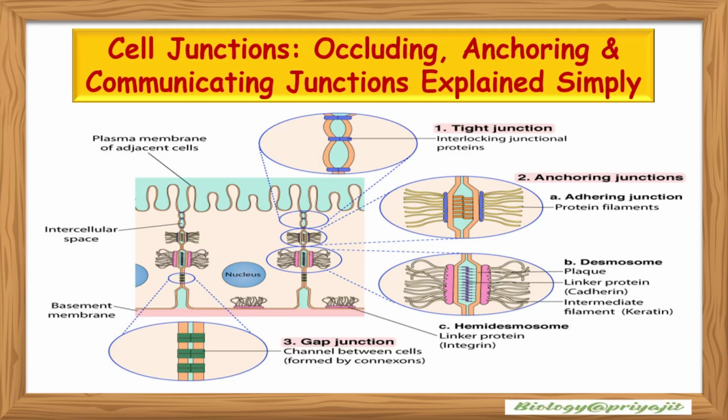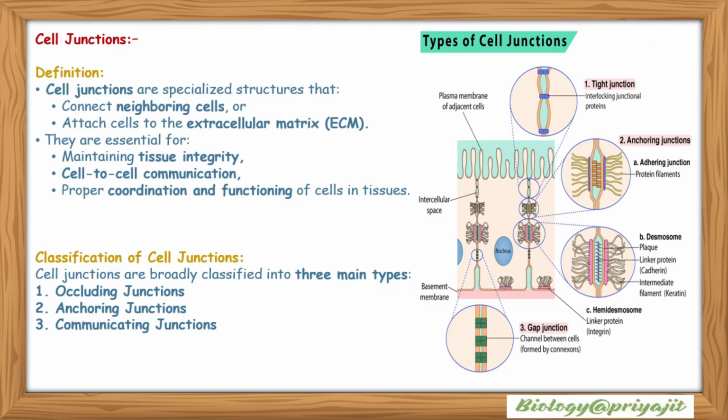From sealing spaces between cells to providing mechanical strength and enabling direct exchange of signals, occluding, anchoring, and communicating junctions play a vital role in maintaining tissue structure and function. So let's understand these junctions in a simple and systematic way. Cell junctions are specialized structures that connect neighboring cells or attach cells to the extracellular matrix or ECM.